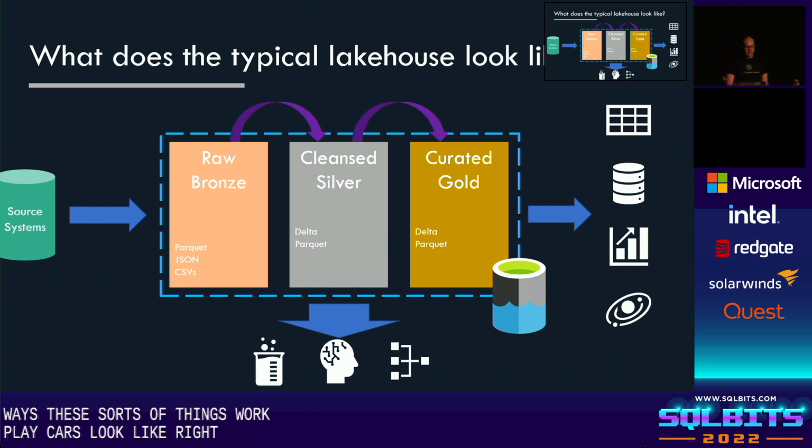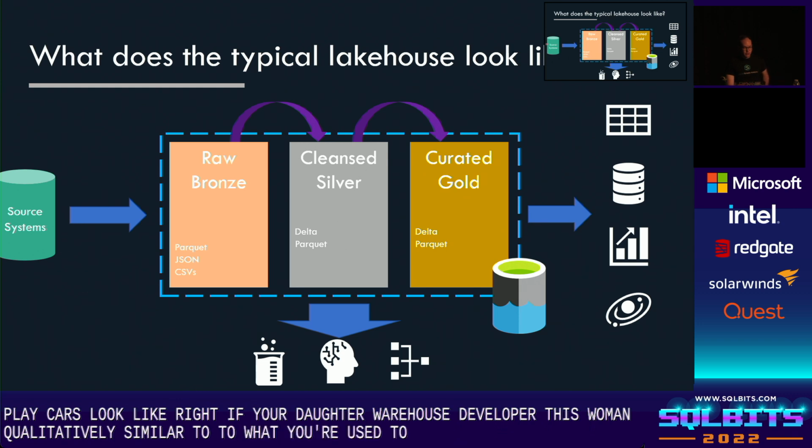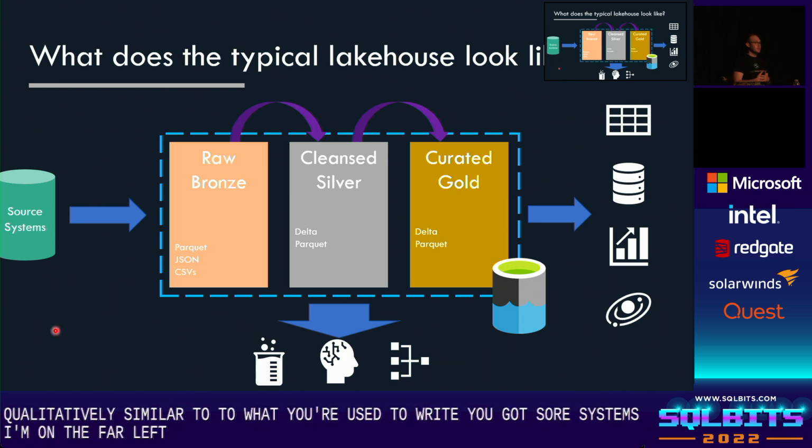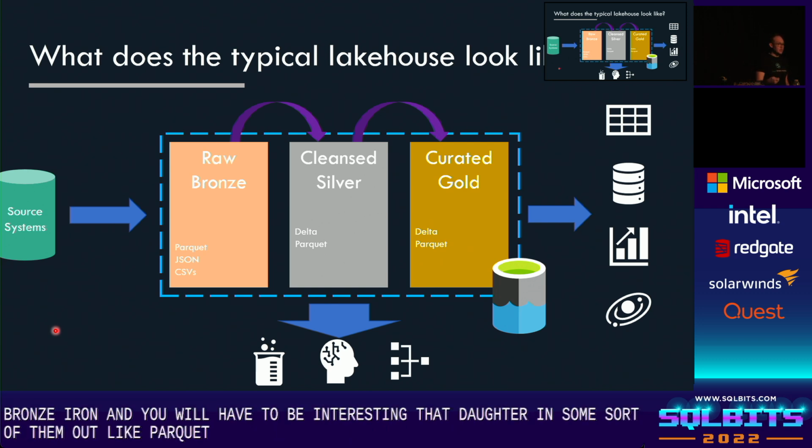In many ways, if you're a data warehouse developer, this will look relatively similar to what you're used to. You've got source systems on the far left. You're ingesting that data into a raw zone or a bronze zone. You will often be ingesting that data in some sort of format like Parquet, JSON, or CSV.